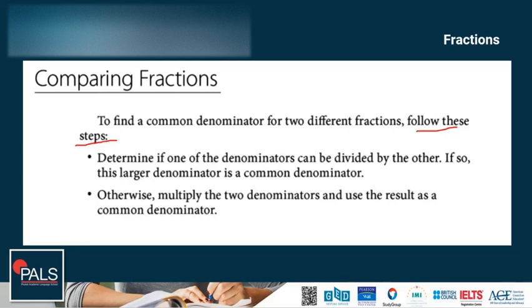So to find a common denominator for two different fractions, you can follow these steps. First, determine if one of the denominators can be divided by the other. If so, this larger denominator is a common denominator. Otherwise, multiply the two denominators and use the result as a common denominator. Let's try some examples.